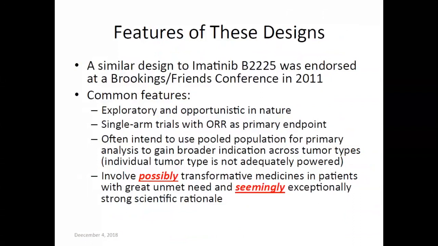These trials are exploratory and opportunistic in nature, but they can be used for confirmation under exceptional circumstances. In those circumstances, you can have single-arm trials with overall response rate as a primary endpoint. You can sometimes use a pooled population where the individual tumor type is not adequately powered. But these designs involve possibly transformative medicines in patients with great unmet medical need and seemingly exceptionally strong scientific rationale. I've emphasized possibly and seemingly because of what I call the gifted child syndrome, which is to say I'm a parent and I have two children.